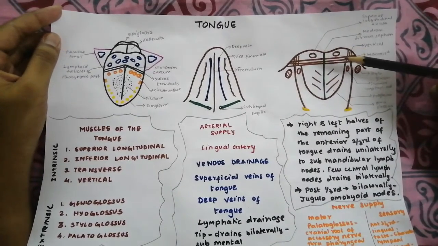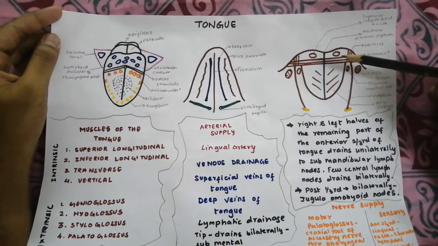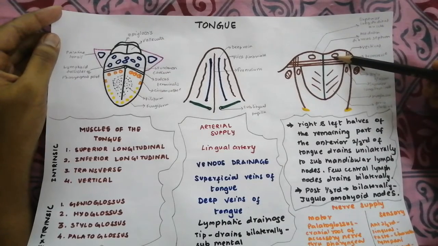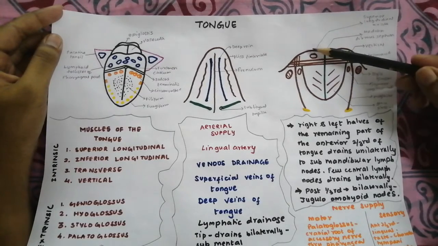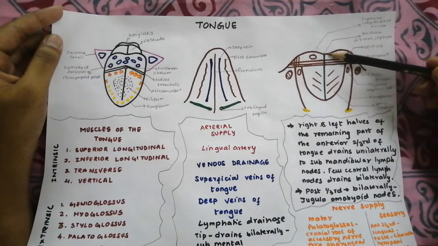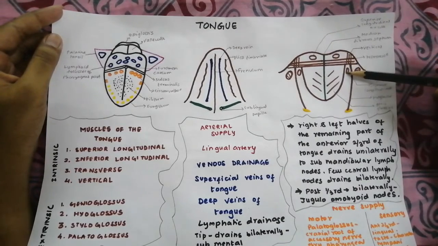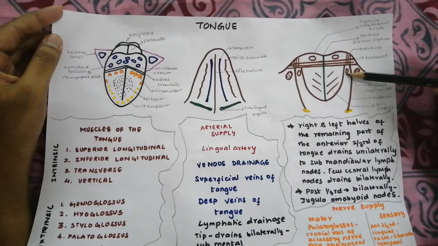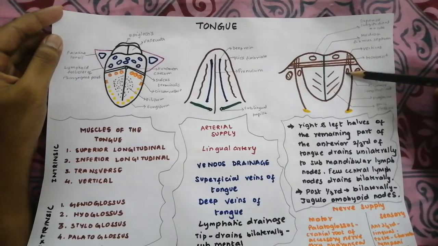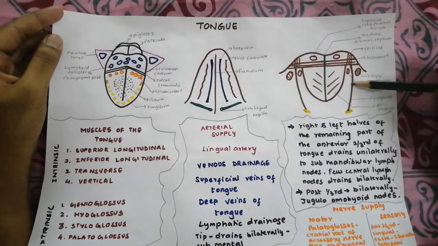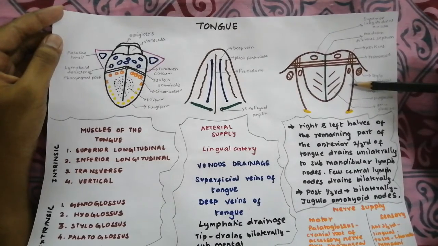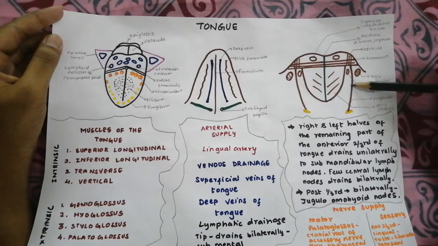So let us discuss the functions of each muscle. This is a superior longitudinal muscle and this is inferior longitudinal muscle. This superior longitudinal muscle makes your dorsum concave. Inferior longitudinal muscle makes your dorsum convex. Hyoglossus muscle makes your dorsum convex and also helps to retract the tongue.